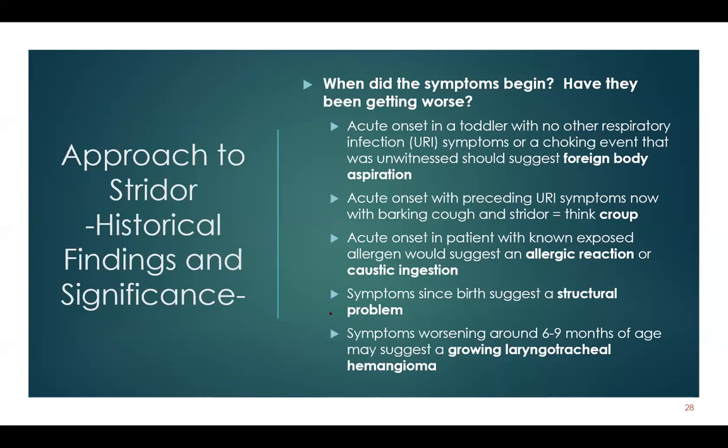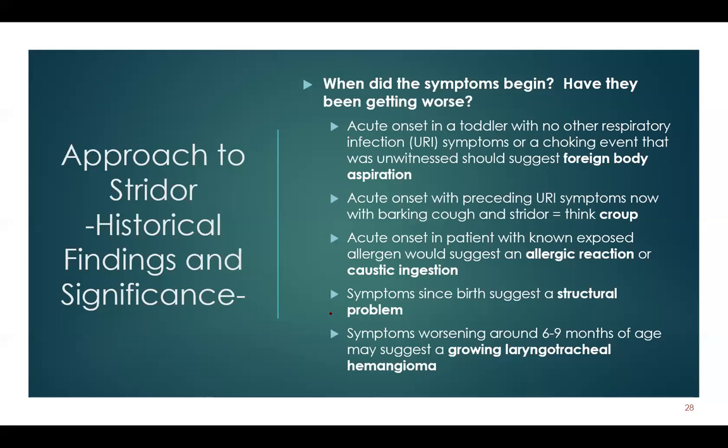When did the symptoms begin and have they gotten any worse? Acute onset in a toddler with no other respiratory infection, symptoms, or a choking event that was witnessed should suggest foreign body, right? Oh, I don't know. All of a sudden he started with his stridor. Well, we need to think about foreign body in this.